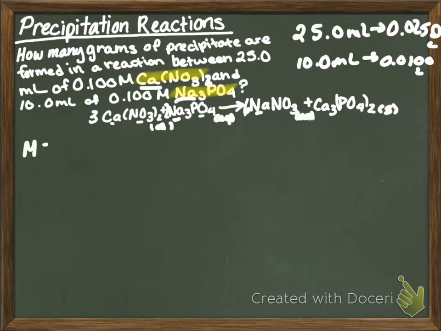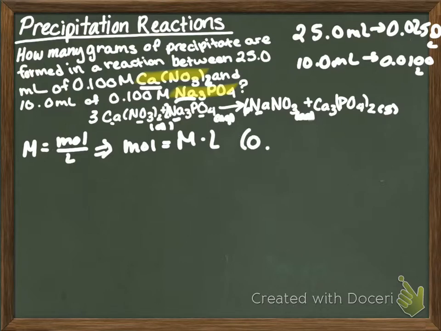That says that molarity is equal to moles over liters, which can be rearranged so that moles is equal to molarity times liters, which is going to be the most convenient equation for us to use here because we have liters and we've got molarity and we want to find the number of moles so we can do some stoichiometry. So what we're going to do for the calcium nitrate is take 0.0250 liters and multiply it by the molarity of the calcium nitrate.